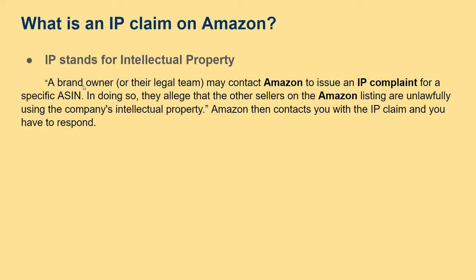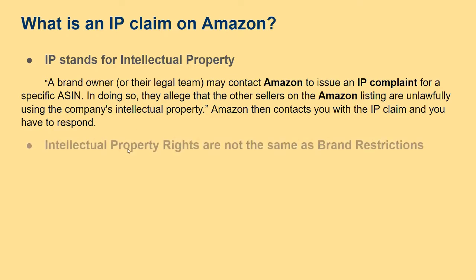All right, so again, the brand owner or their legal team actually contacts Amazon to issue an IP complaint, and in doing so, they allege that the other sellers on the Amazon listing are unlawfully using the company's intellectual property. Amazon then contacts you with the IP claim, and you have to respond. All right, so this is how you get an IP claim.